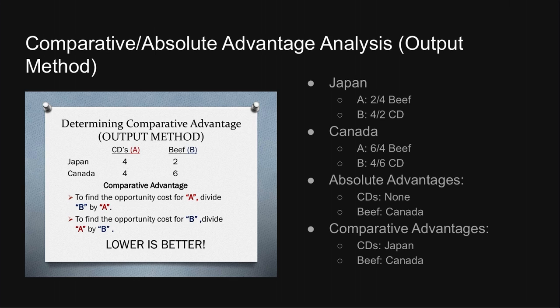If we look at B, for beef, we see that this time Canada has a lower opportunity cost. So therefore, Canada has a comparative advantage because it can produce this good without giving up as much of the other good. So by specializing in these goods, Japan will specialize in CDs, Canada will specialize in beef. This is because they will be able to produce the most, and when they trade, they will both mutually benefit from this.